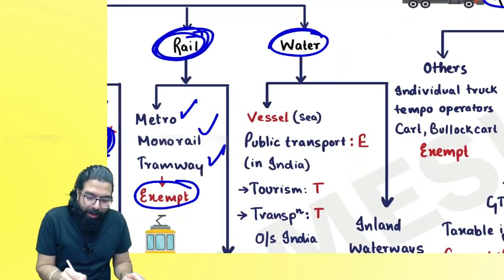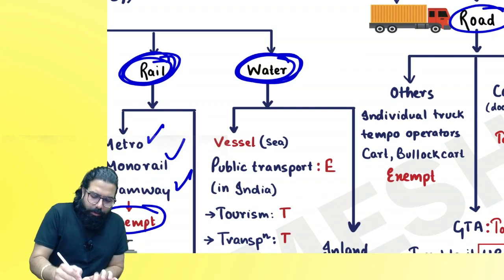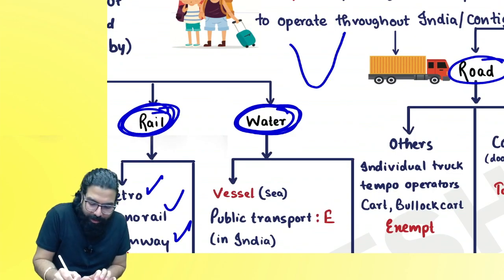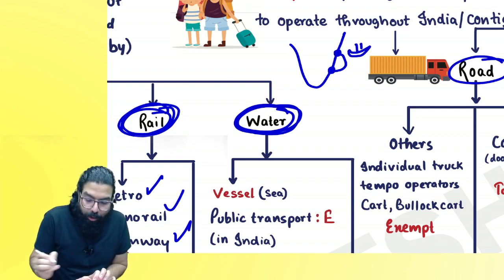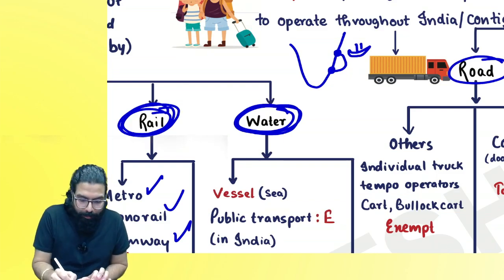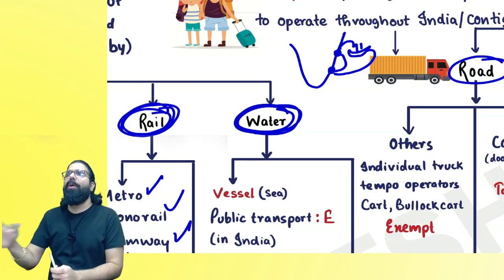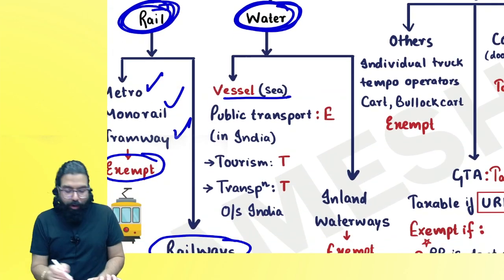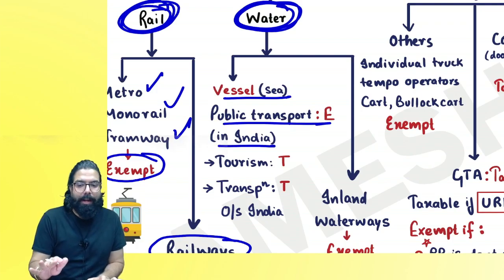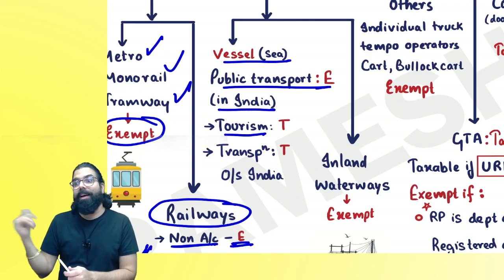Everyone over here now, if transportation by water is happening, what do you mean by transportation by water? Baba, you know, there are coastal regions. From one coast to another coast, people go in what? Ferries. You know ferry? Correct or not? People will jump in the ferry and the ferry will go from here to here. Yes or no? Baba, those are boats which are there for public transportation. Now, sir, if a vessel sea route is used for public transportation within India only, then it will always be exempt.